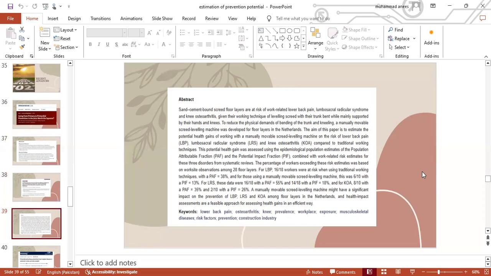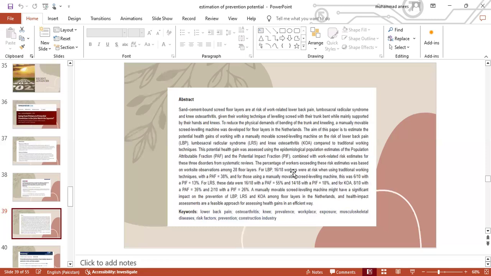The aim of this paper is to estimate the potential health gains of working with a manually movable street leveling machine on the risk of lower back pain, lumbosacral radicular syndrome, and knee osteoarthritis compared to traditional working techniques. This potential health gain was assessed using the epidemiological population estimates of population attributable fraction, which is PAF, and the potential impact fraction, which is PIF, combined with work-related risk estimates for these three disorders from systematic reviews. The percentage of workers exceeding these risk estimates was based on worksite observation among 28 floor layers.